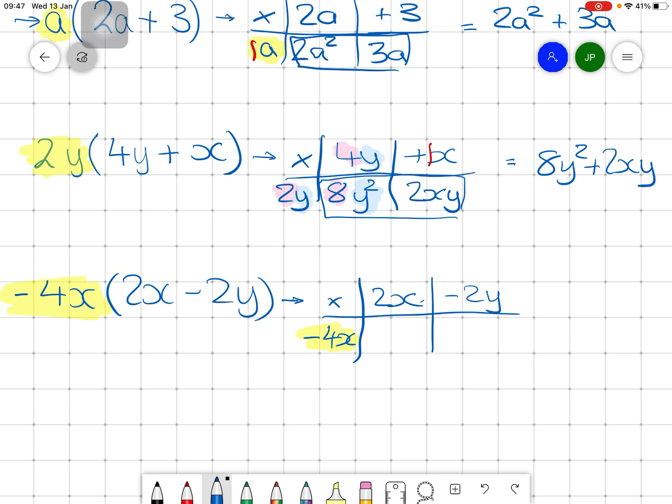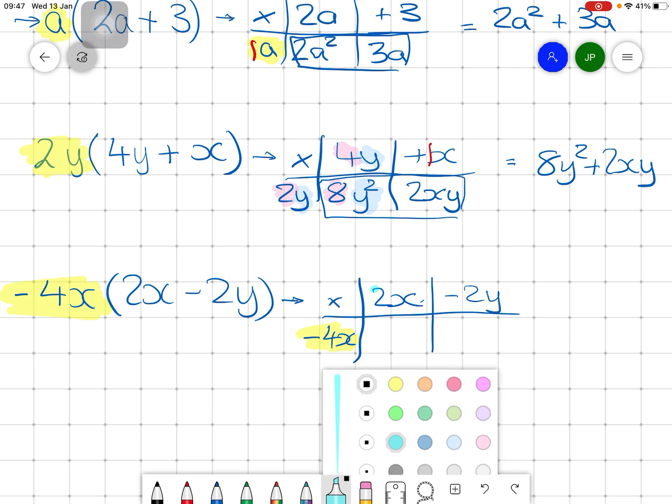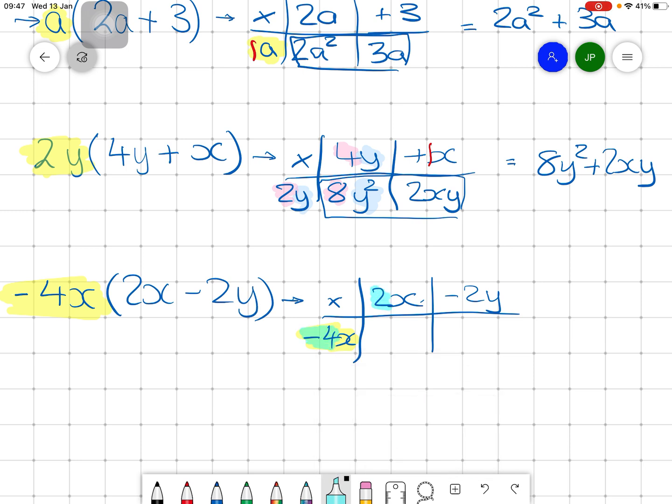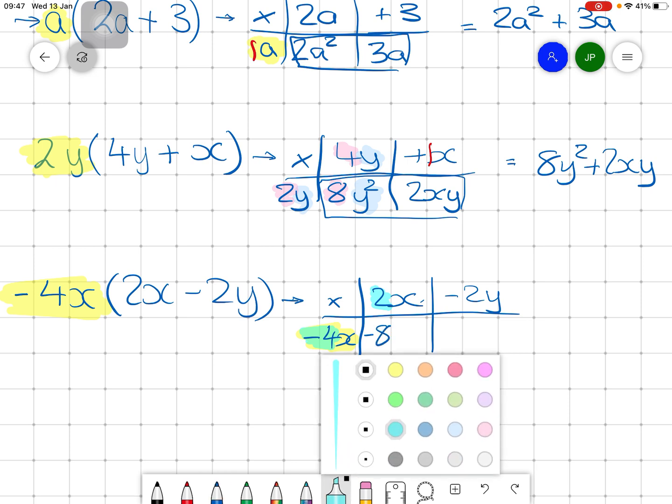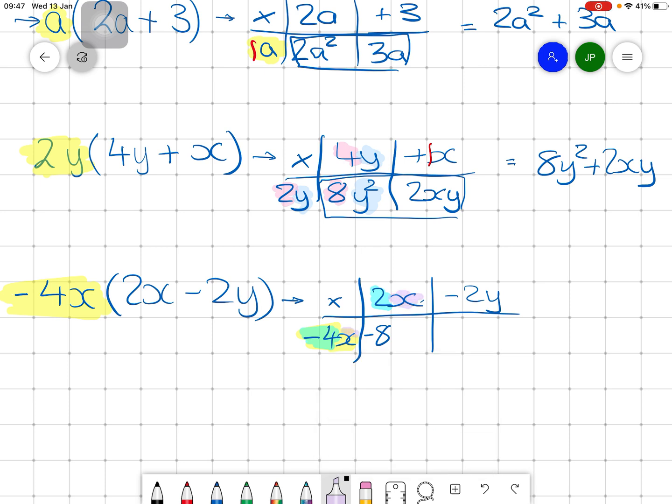Right. Now when we multiply, I need to do 2 times by negative 4. 2 times negative 4 will give me negative 8. Then I can do my x times x, which we know is x squared. So we'll have negative 8x squared. Now we move into the next part. Again, you're going to need to be really, really careful.